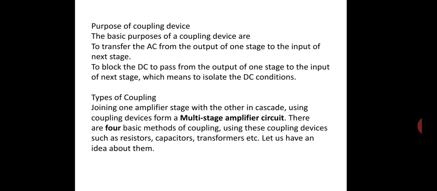So there are many types of coupling device. Types of coupling: joining one amplifier stage with the other in cascading using a coupling device forms a multi-stage amplifier circuit. There are four basic methods of coupling using these coupling devices, such as resistors, capacitors, transformers, etc. Let us have an idea about them. The first and second transistors are connected by a resistor, by a capacitor, and by a transformer.